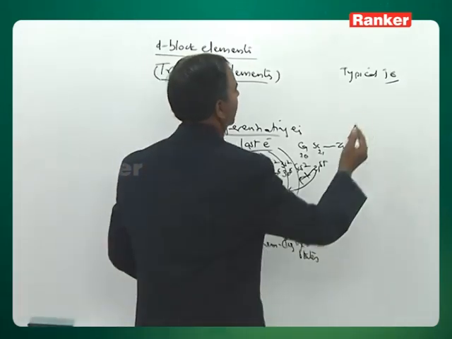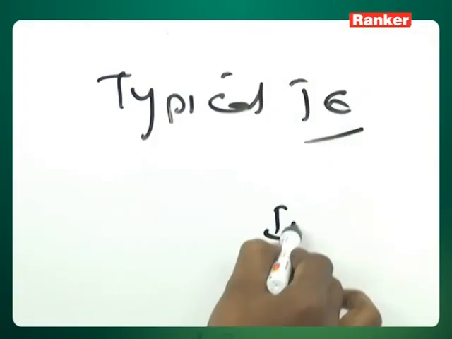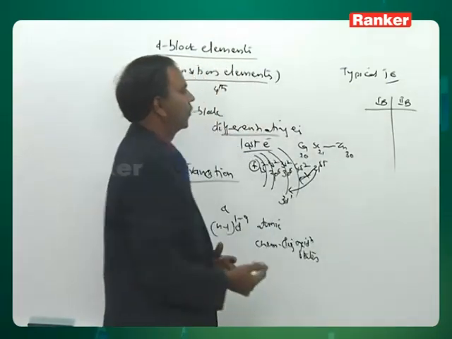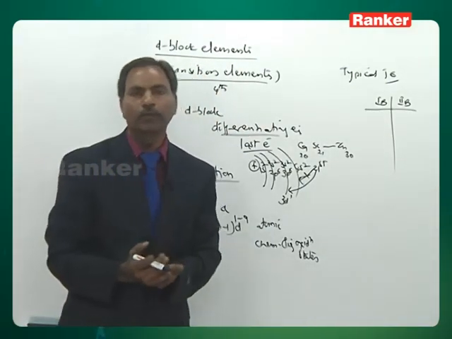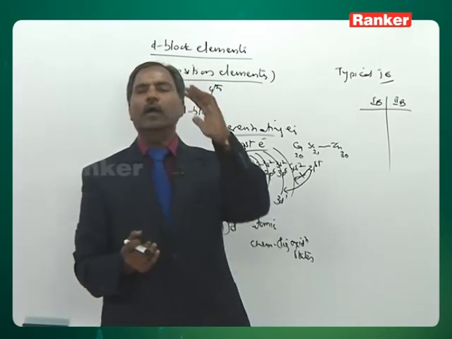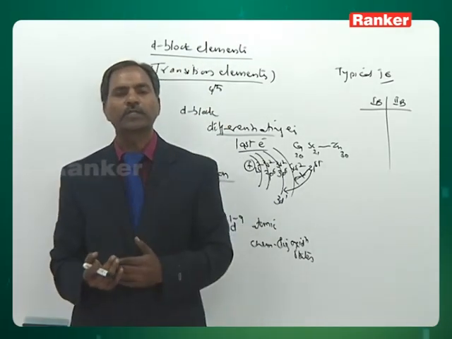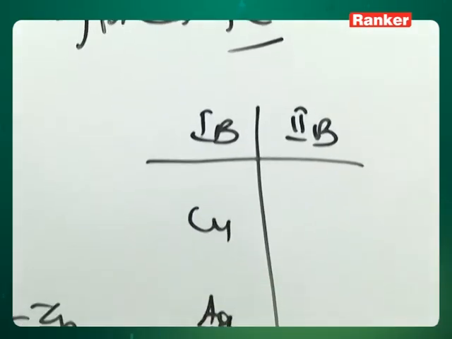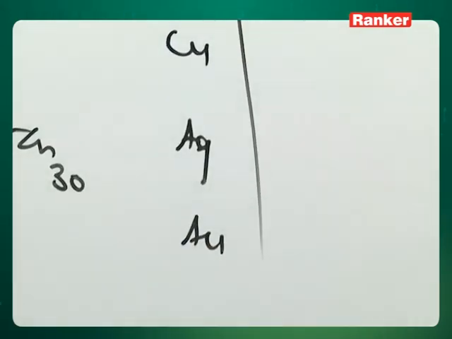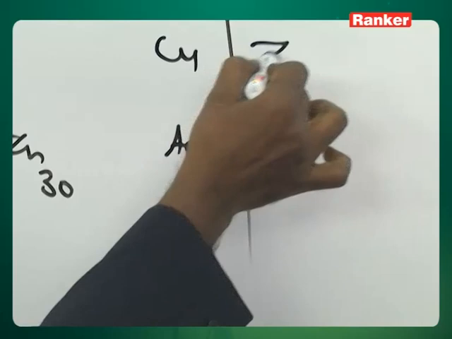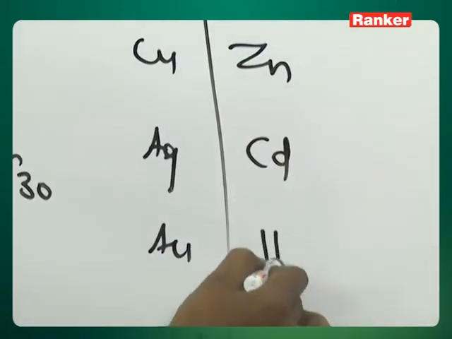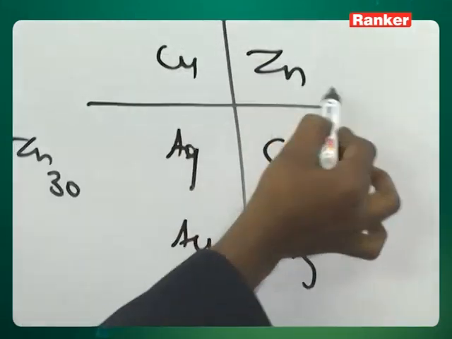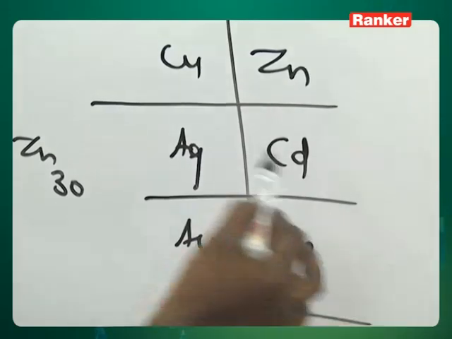Next, typical transition elements. Let me explain this. Let us consider first the B group and second B group of elements. Recollect what the first B group and second B group are. The first B group elements are the copper group, and the second B group elements are the zinc group. Copper group means copper, Ag and Au. Zinc group means zinc, cadmium and Hg.